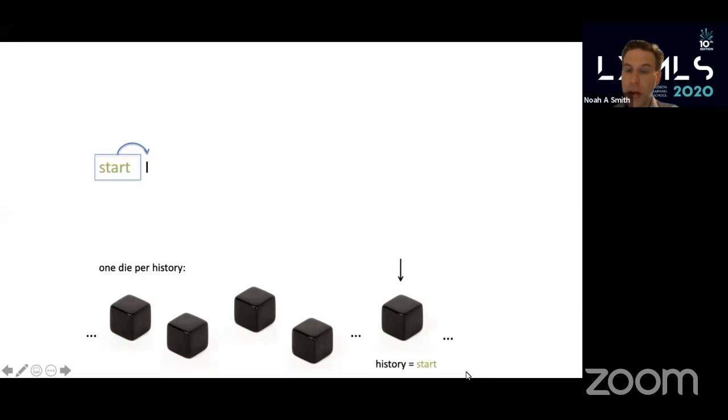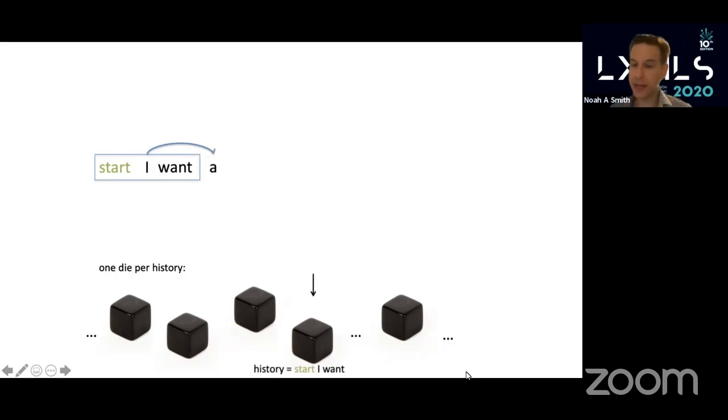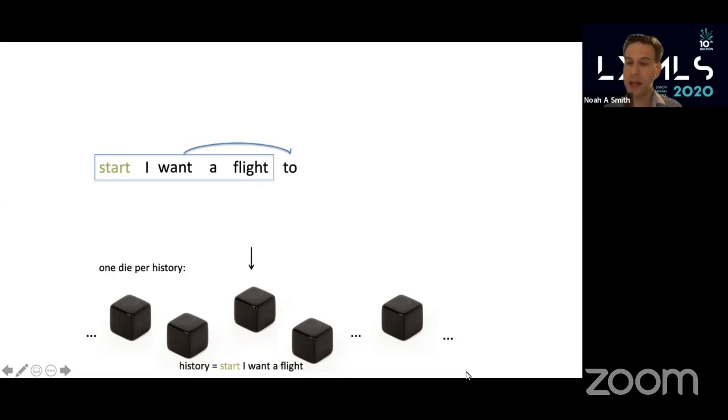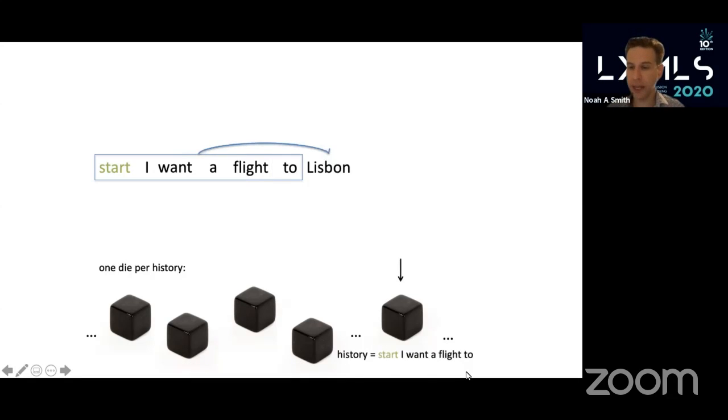Let's say we roll the word I. And so we write it down, and now we're going to go pick up the die that corresponds to start followed by I, and we're going to roll that one. And we're going to get the word want. And we repeat. Now we have start I want as the history. The next time we have start I want a, we roll the word flight. Next we have start I want a flight, and then we roll to, and we keep going, each time picking up the die that corresponds to the entire history up to this point.